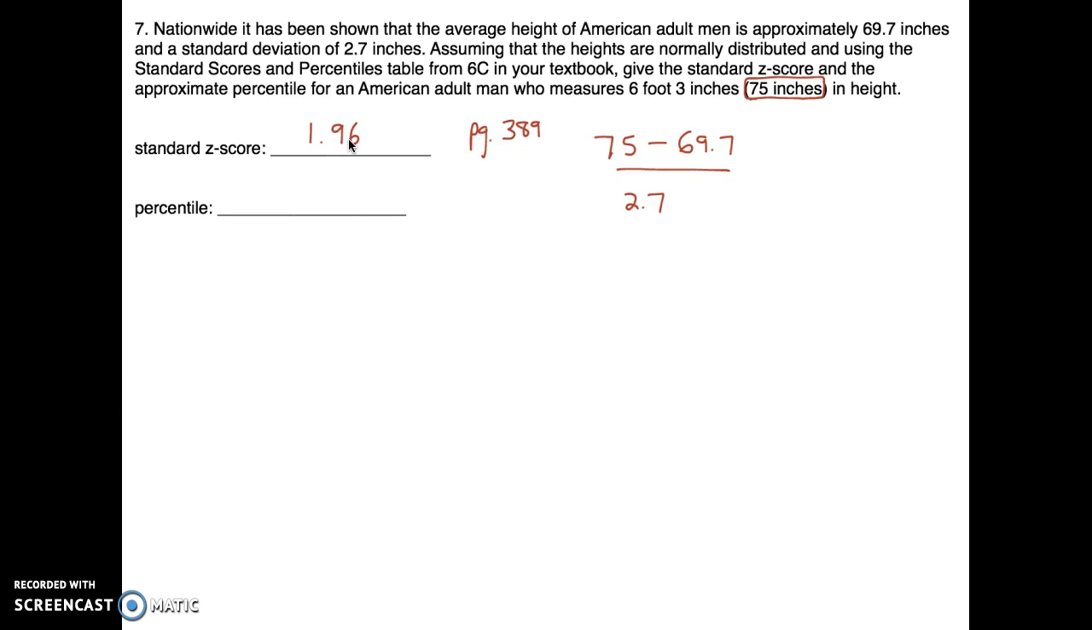So if you look at the z-score, you get 1.9, which is next to the 97.13. So the answer is 97.13, which on this one, it asks you to round to the nearest whole number. So then you would need to put 97.